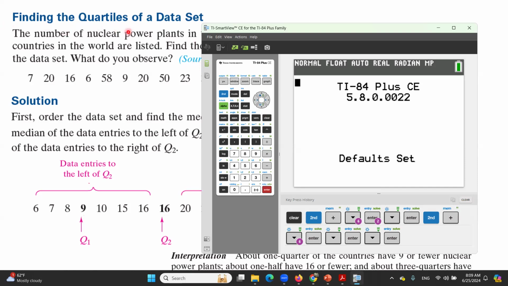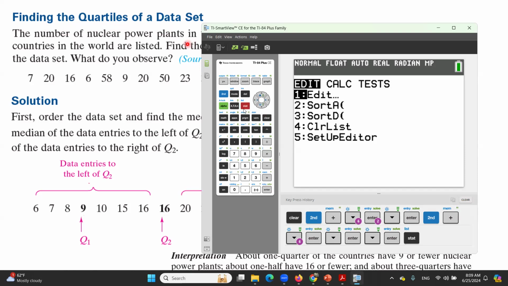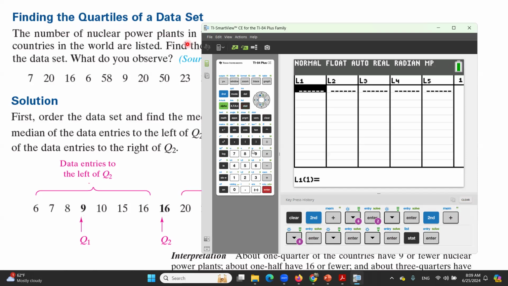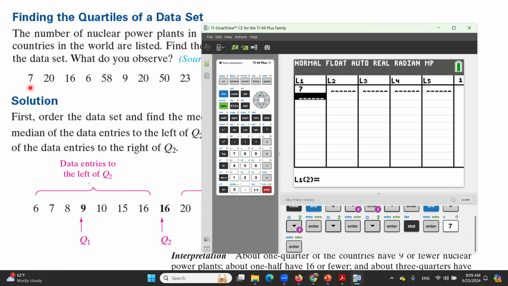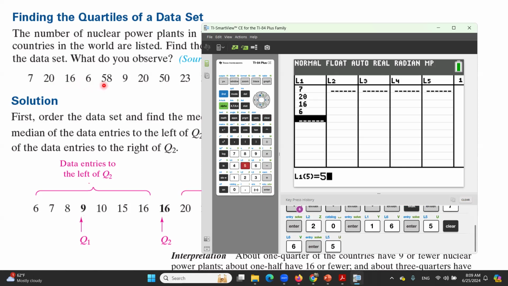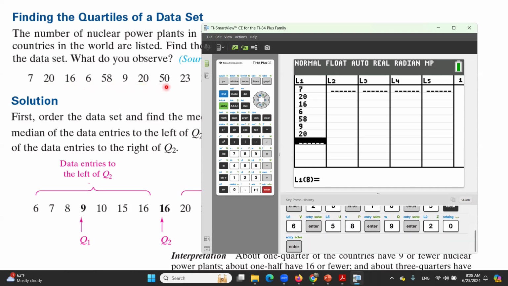So to find the quartiles for the data set, we're going to go to stat. I clicked on stat, click on edit, and enter the data in L1. The data that I have are 7. Then I have a 20. I have a 16. I have a 6. I have 58. We have 9. So when entering in your calculator, you don't have to put these in order. Calculator already does that for you.